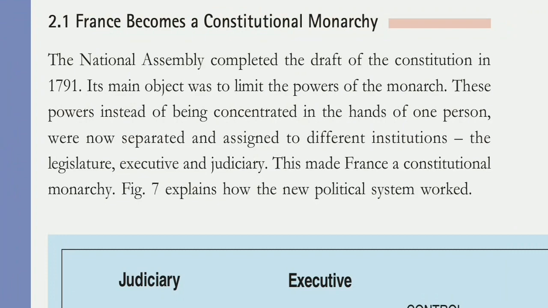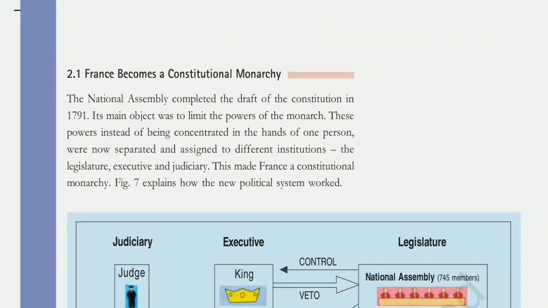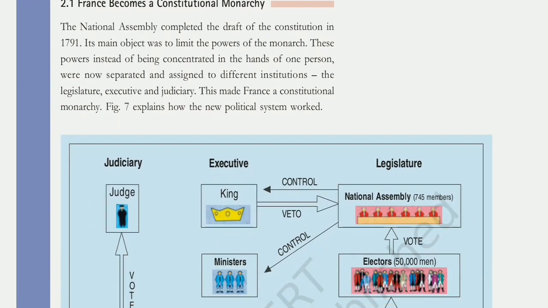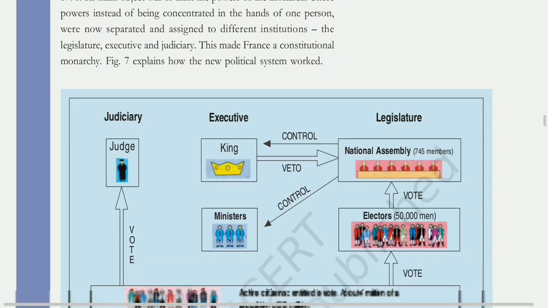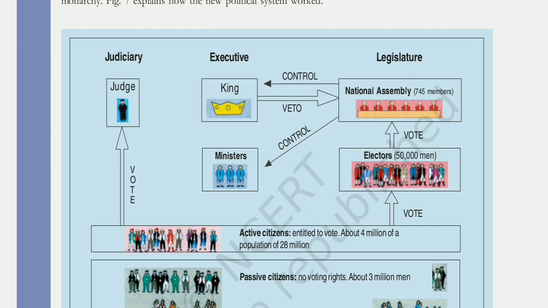Now we can see in the following figure the new political system. In figure 7, we can see, as in our country also, the judiciary is in the hand of the judge. The executive here is the king, and the veto power is in the hand of the king.